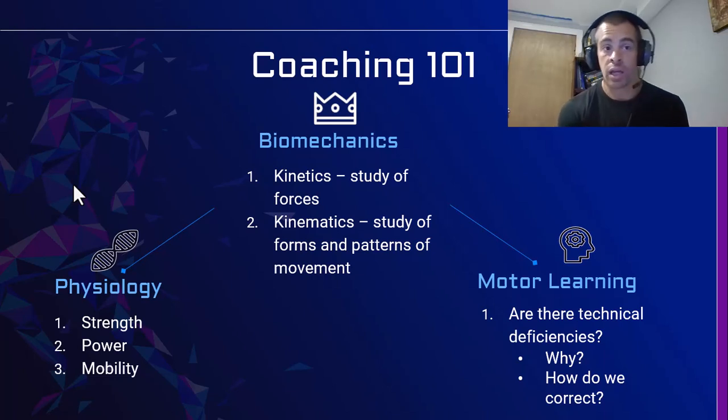From this biomechanics perspective, you can break it down even further. You can look at the physiology, or you could look at the motor learning aspect, and then physiology can be broken down. Well, we could look at strength, we could look at power, we could look at mobility. Maybe there are some mobility restrictions that are limiting people from getting into certain positions. From a max velocity perspective, now we're switching to max velocity, maybe someone can't get their knee to the right position because of a lack of hamstring flexibility. Now, if we look at it from motor learning, we need to understand, are there technical deficiencies?